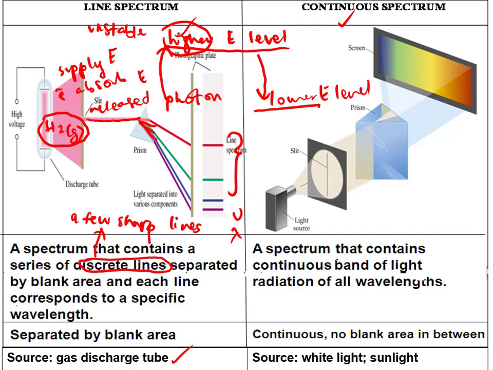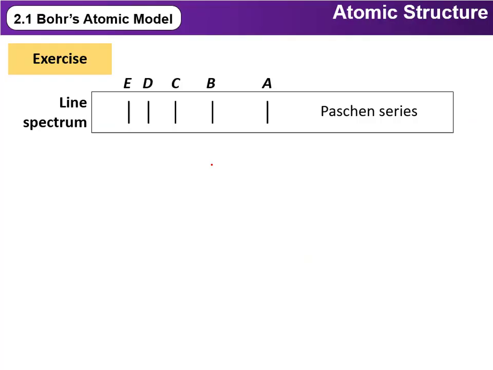It is a spectrum that contains a continuous band of light radiation of all wavelengths, where the source is white light or sunlight here. White light will go through the slit, then go through the prism and disperse into rainbow colors here, which is continuous, connected without break. No blank area in between. How about this one? Separated by blank area, because it has two lines here. So it is separated by blank area.